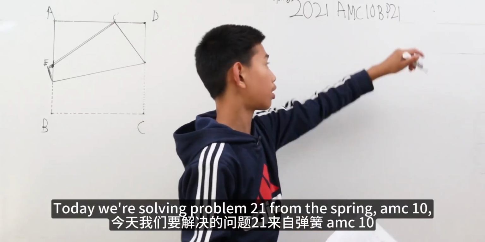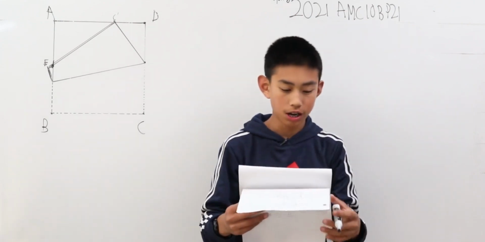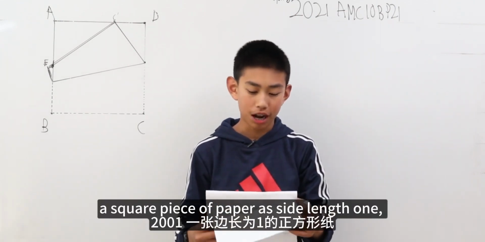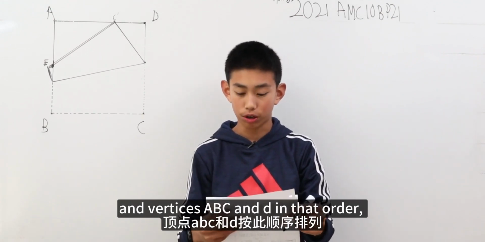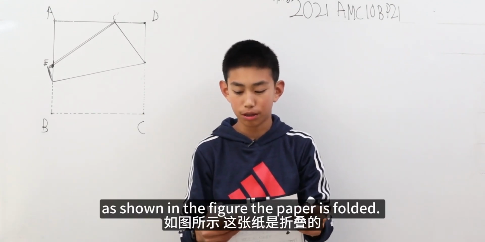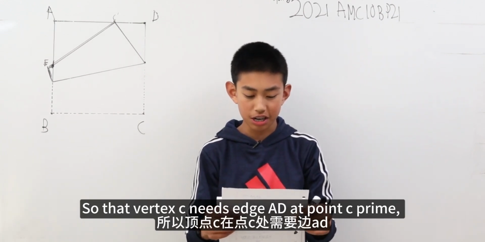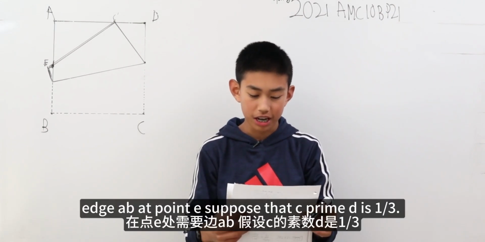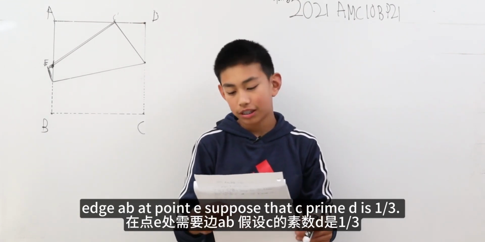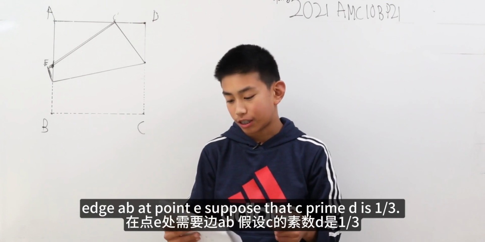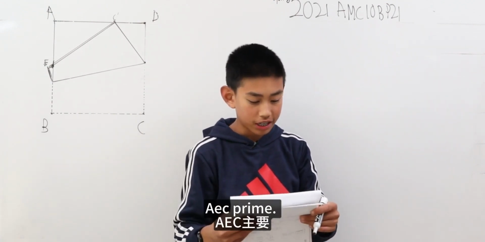Today we're solving problem 21 from the Spring AMC 10B from 2021. A square piece of paper has side length 1 and vertices A, B, C, and D in that order. As shown in the figure, the paper is folded so that vertex C meets edge AD at point C prime and edge AB at point E. Suppose that C prime D is 1/3. What is the perimeter of triangle AEC prime?